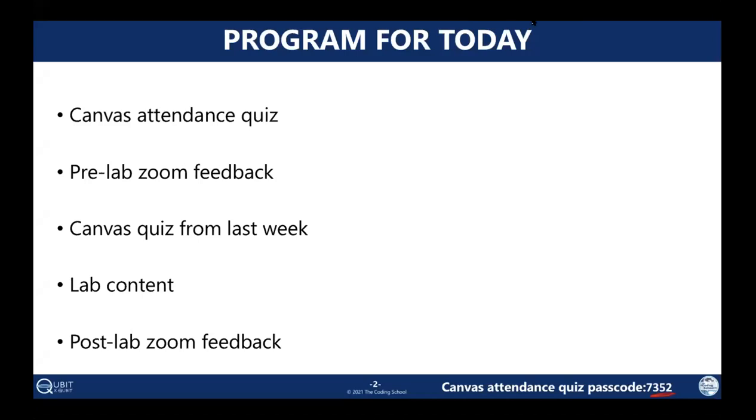Yeah, so as usual, we're going to have the regular sequence of events with our Canvas attendance quiz with the quiz passcode in the bottom corner and in the chat. We'll have pre-lab Zoom feedback, and then we're going to go through the answers to the Canvas quiz from last week because we got quite a few questions about what the answers to that was. And then we have both lab content on slides, kind of going through tensor products and the material covered in lecture this week again, and then also running the same computations using the IBM Quantum Experience platform.